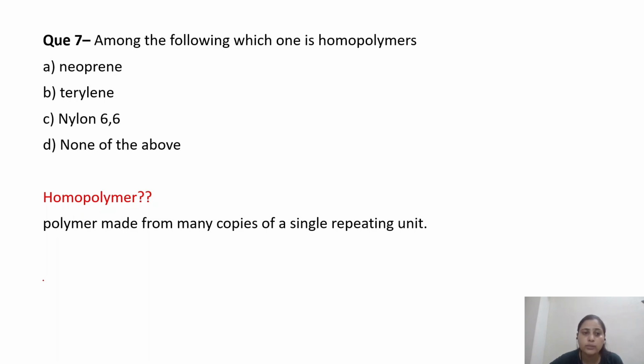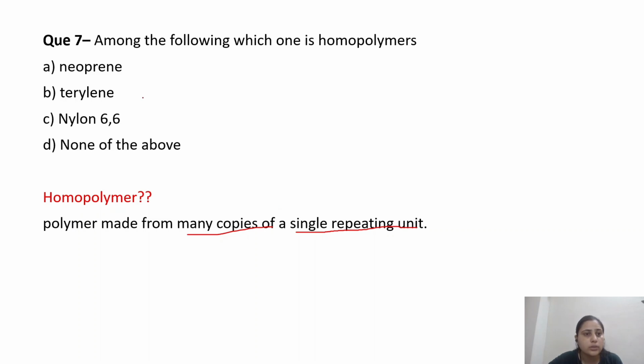Homopolymers are made from many copies of a single repeating unit. So the repeating unit, which is the monomer, is single. It cannot be more than one.